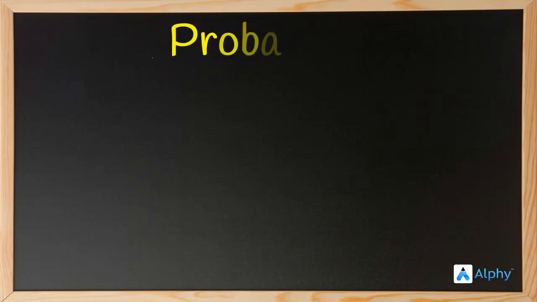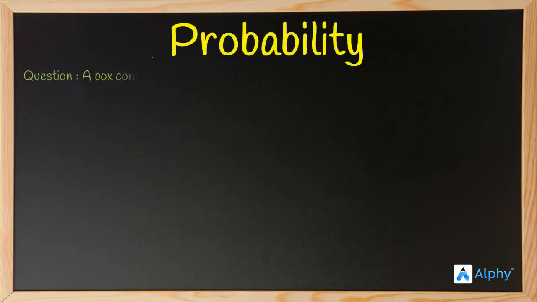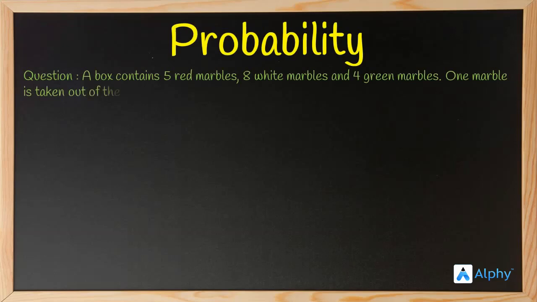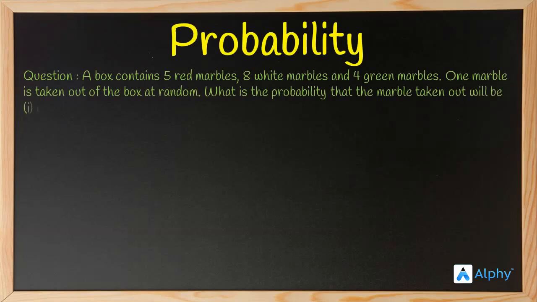This is a video on probability. In this video, we will be discussing a question which says, a box contains 5 red marbles, 8 white marbles and 4 green marbles. One marble is taken out of the box at random. What is the probability that the marble taken out will be red, white, not green?